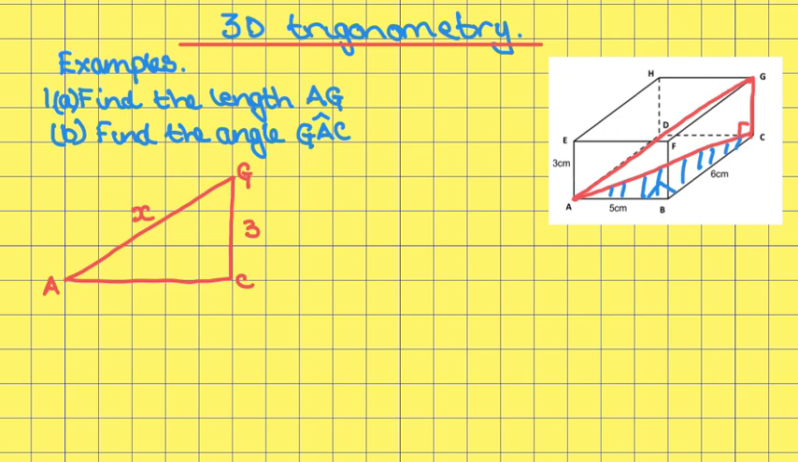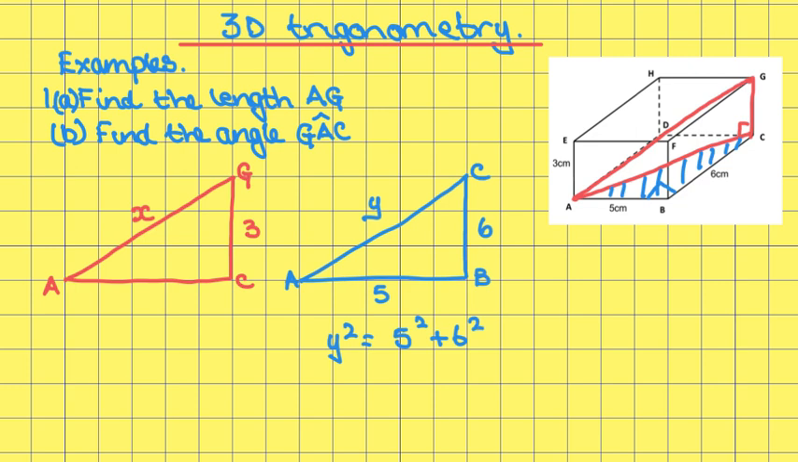So if I now draw that triangle, let's draw it in blue. So I've got A there, I've got C there, I've got B there. So AB is 5, BC is 6, and we'll call that Y. So I can use Pythagoras. So Y squared is equal to 5 squared plus 6 squared. So Y squared is equal to 25 plus 36. So Y squared is equal to 61. So Y is equal to the square root of 61.